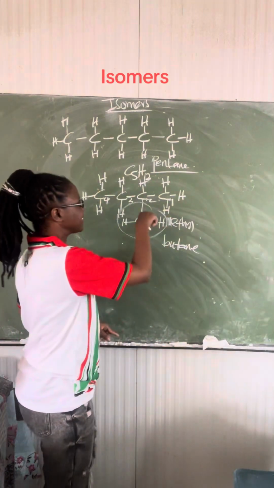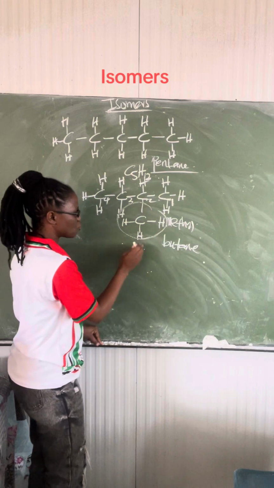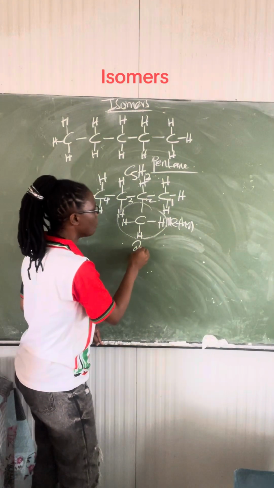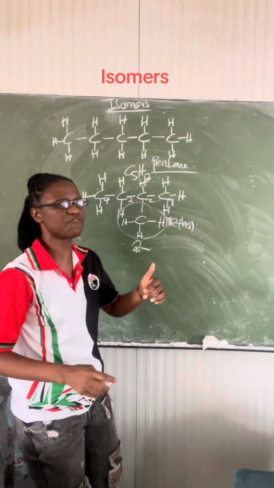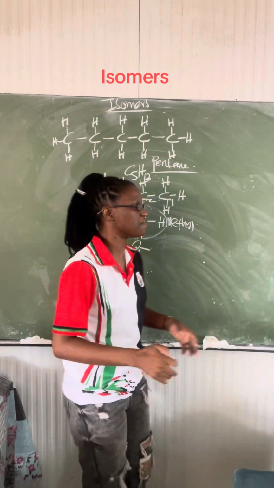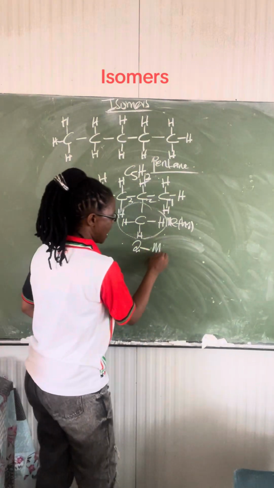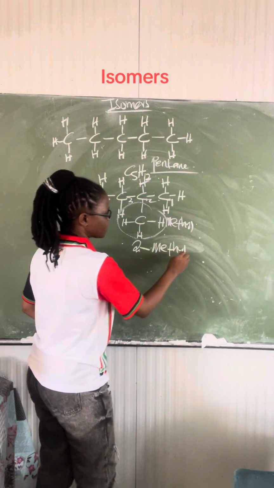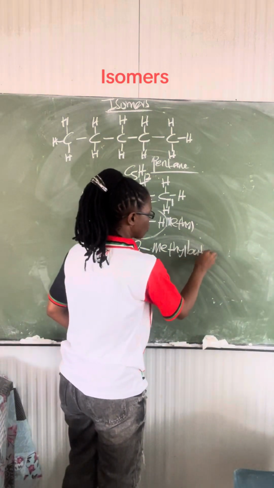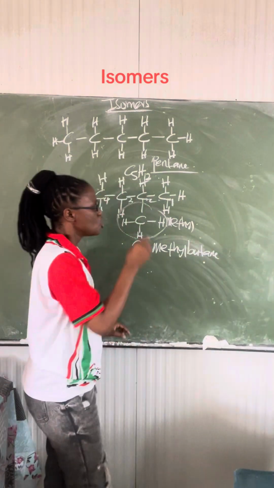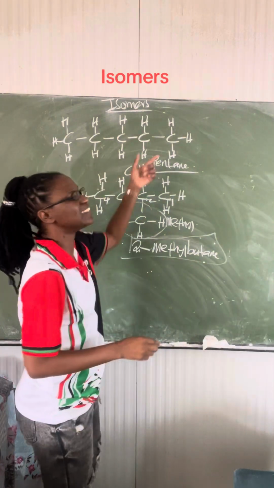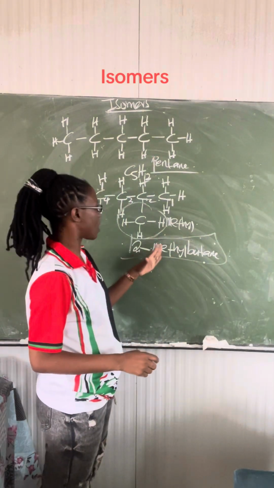The position of this side chain is on the second carbon. As a result, it's going to be 2 hyphen. Mind you, we said if you are to separate numbers and letters, then we use a hyphen. The name of the substituent or side chain there is a methyl. And then it's going to be butane. So you can see that the IUPAC names are different, but on the same structure.